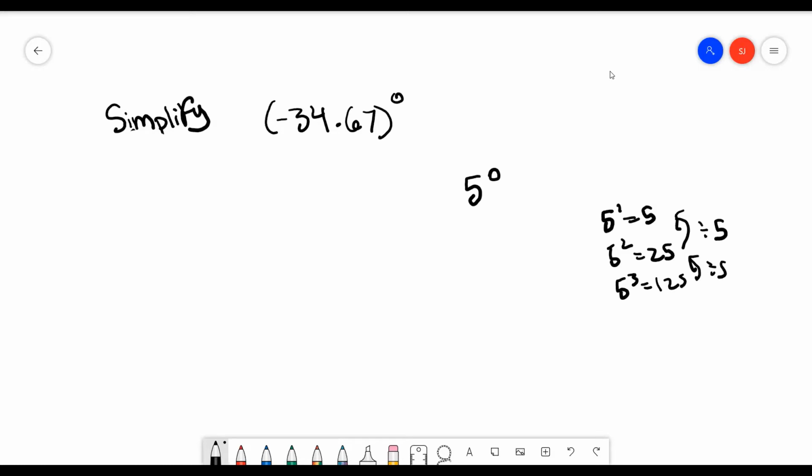So that means that 5 to the power of 0 should be 5 divided by 5, and 5 divided by 5 is just 1. So 5 to the power of 0 equals 1.